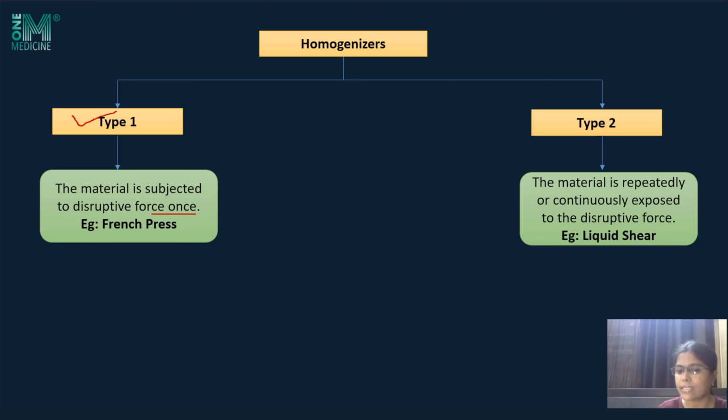If you recall the previous slide, both these homogenizations, whether type 1 or type 2, use mainly the mechanical method, and the mechanical method also comes under which category? Liquid shear, either by French press or other methods of liquid shear, that may be ultrasonication.